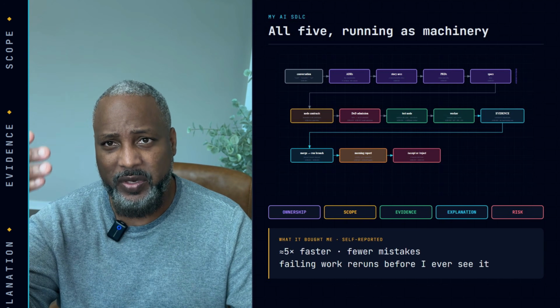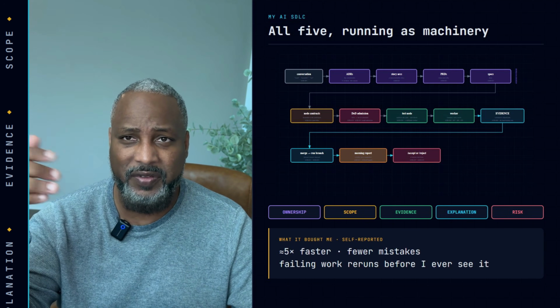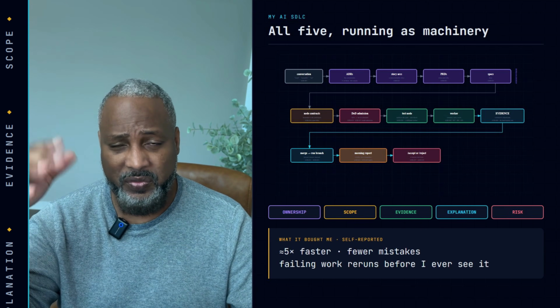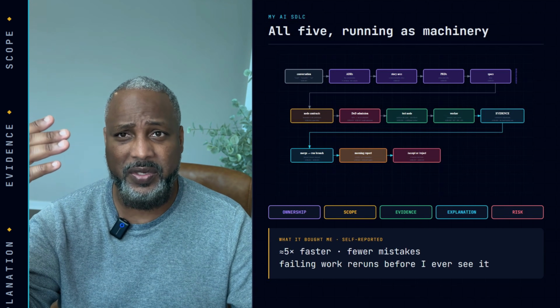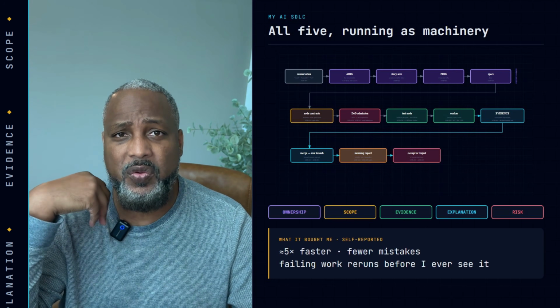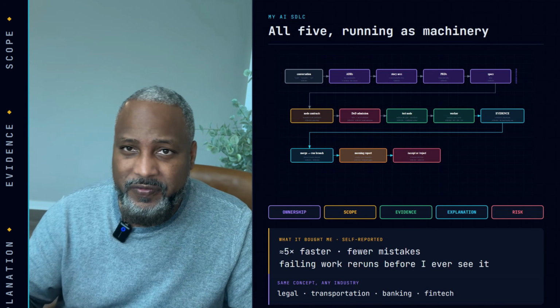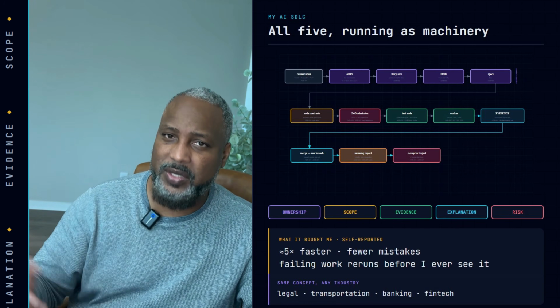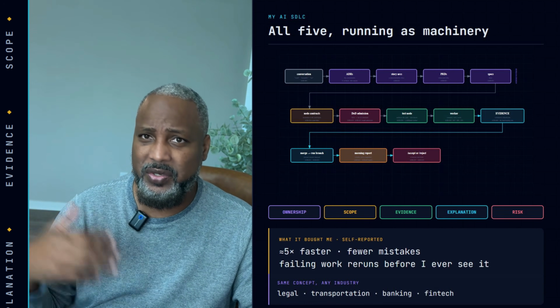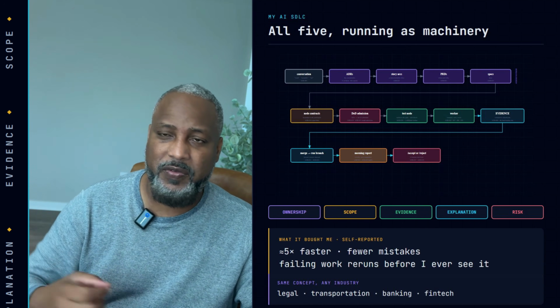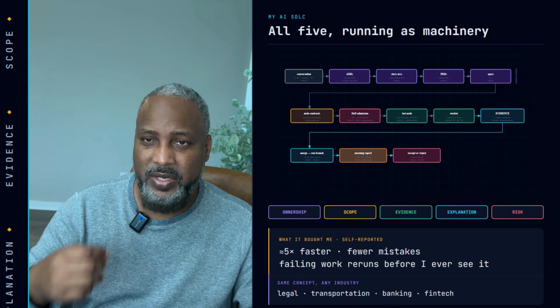It's proven before it gets to me. And if something is not at that level yet, it doesn't even get to my QA. It triggers a rerun and it will fix its situation. Things come to me only when they're really ready. And you can apply that concept to every single AI workflow. I talked about legal. You can do it in transportation, banking, fintech, any space that you work in, the concept of using these 5 admission gates is going to help you.